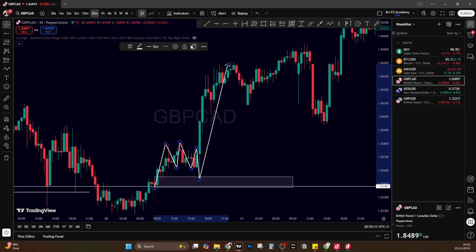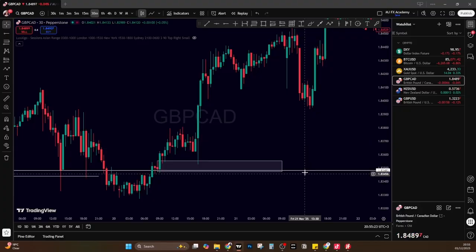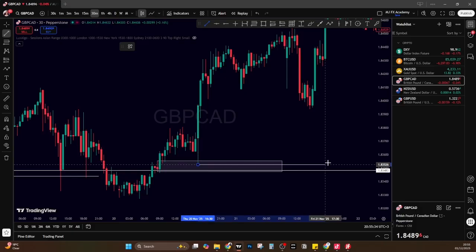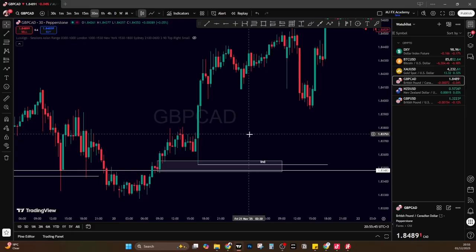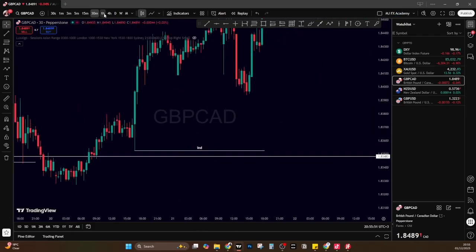And if you want to check, this was mitigated, but our QML was not tapped. I expect that this must be tapped before the market continues to break the previous structure. So what does that tell me? That tells me that this was just inducement, and it will be taken out. So what do we call this? We call this inducement. So we need to look for a POI below the inducement. Let me go back to 1 hour.